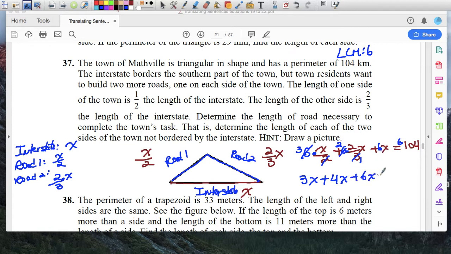39, it's a trapezoid, so they already drew one for us. The perimeter of the trapezoid is 14 inches, so if I add all these sides, I get 14. The length of the left side and right side are the same. The length of the bottom is twice the length of a side, and the length of the top is one inch less than the length of the side. So you notice that they're comparing everything to the side. So let's call the sides A. This measures A, this measures A. So they're both the same.